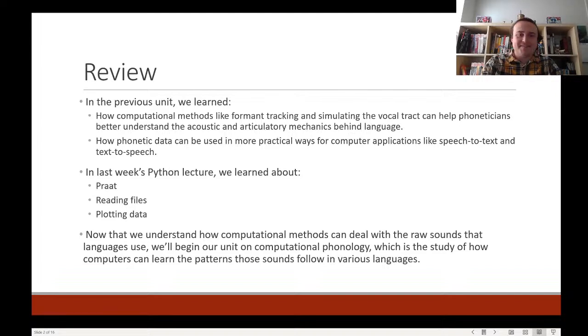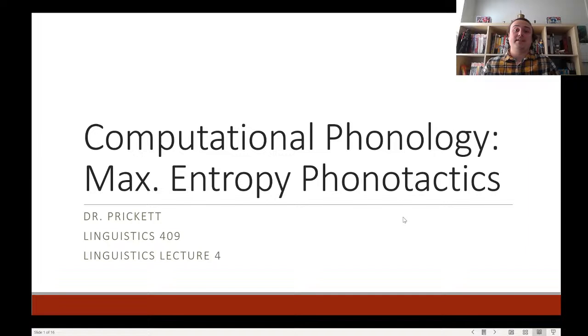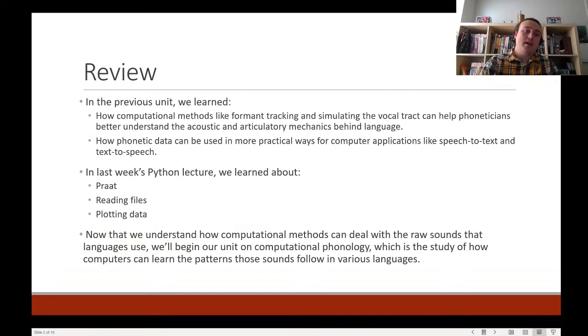Let's talk about computational phonology. So in the previous unit, we learned how computational methods like formant tracking and simulating the vocal tract can help phoneticians better understand the acoustic and articulatory mechanics behind language. That was sort of our main first real linguistics lecture, right? We also learned how phonetic data can be used in more practical ways in our second lecture for computer applications like speech to text and text to speech and things like that.